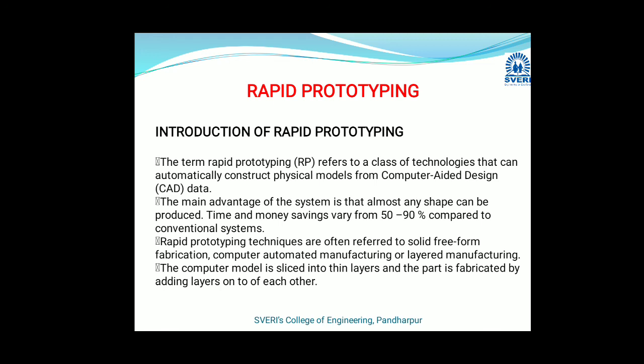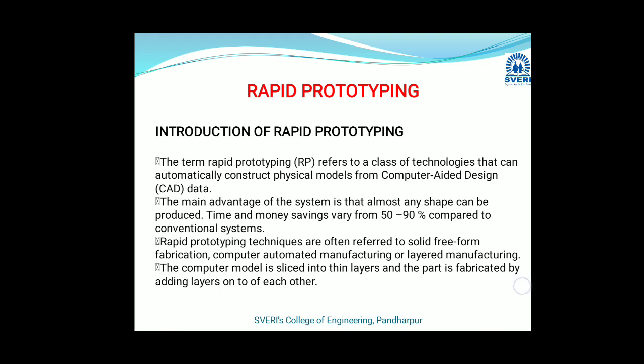In the last step, a rapid prototyping device creates the first layer of the physical model and repeats layer after layer until the model is completed. These are the three main steps in rapid prototyping. The main advantages of this system are that almost any shape can be produced, and there is time and money saving of 50 to 90% compared to the conventional system.